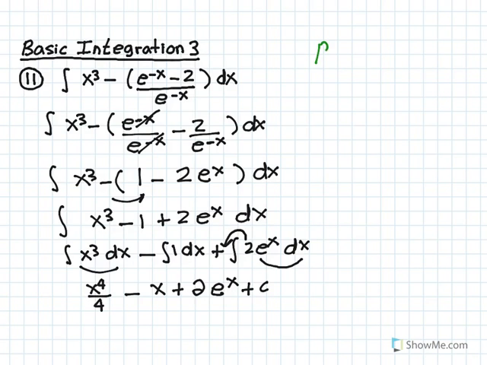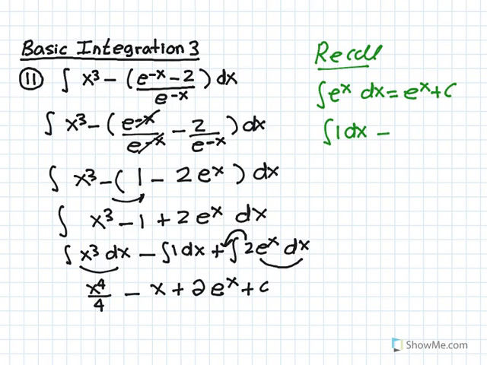So some things that we have to memorize. Integral e to the x is just itself, e to the x, plus c. Integral 1 dx is just x plus c. 1 over e to the minus x is e to the x, and e to the minus x is 1 over e to the x.